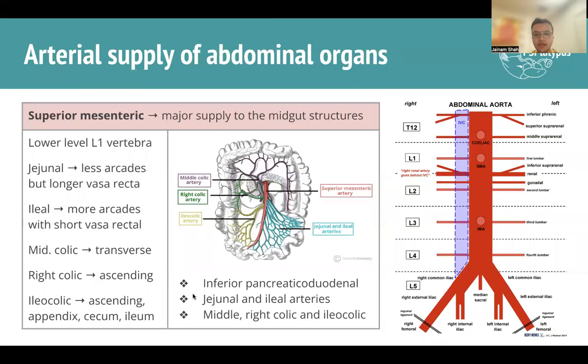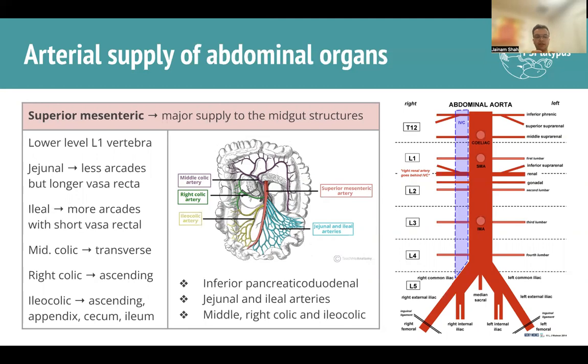You've also got the jejunal and the ileal arteries, which will supply the small intestines. And then you've got the middle colic, the right colic, and the ileocolic arteries. Some important things to think about and potentially search up, if you're a bit more interested, is that the jejunal arteries have fewer arterial arcades, which is difficult to show without a diagram. So I highly suggest you look this up, but it has longer vasa recta.